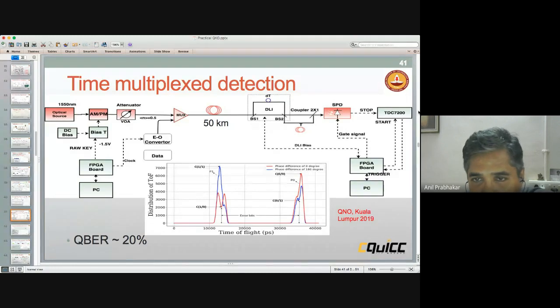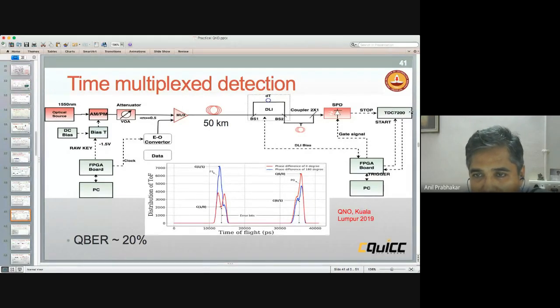What is in red is actually the optical channel, and what is in green is the electronics. And that is where the practicalities come in. So you'll notice you have bias controllers, you have FPGA boards, you have PCs. PCs are connected on the internet. You have timing synchronization happening between the PCs and the FPGA boards. And then the FPGA boards are again controlling all the different signals that are going to the different electronic components.